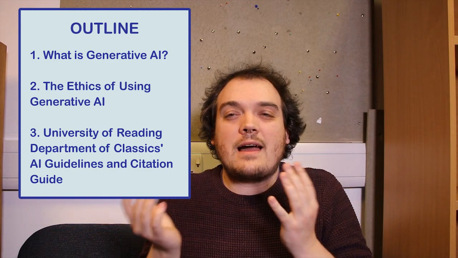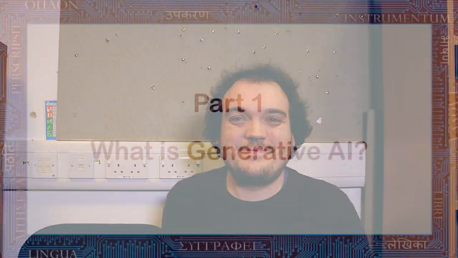This video is a short introduction into what you should and should not be doing with generative AI when you're preparing assignments. So today we're going to be talking about what generative AI is, the ethical considerations behind using it, and the Department of Classics' AI guidelines and citation guide. It's our hope that by the end of this video you should be able to stop and think before you generate. Alright? So, let's get started.